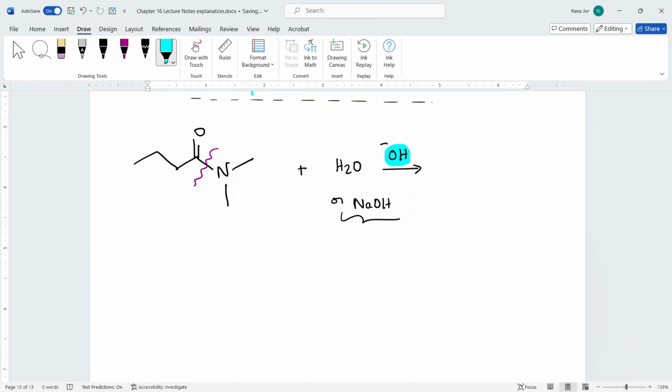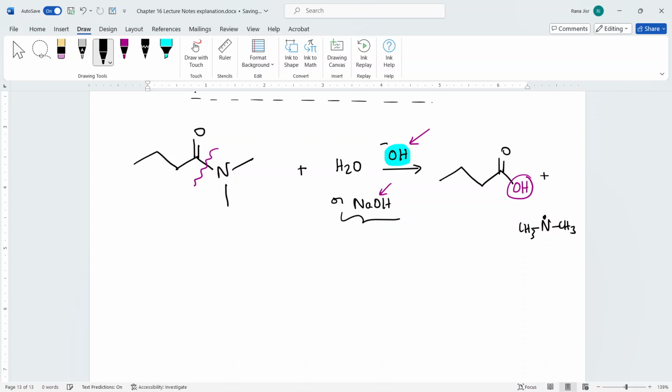We're going to replace the N and the 2 CH3s by the OH. Okay, so here you go. And the reaction goes over 2 steps. So that is going to be the OH. The OH comes from this OH over here, plus, of course, whatever is left over of the amide, which is the nitrogen and the 2 CH3s.